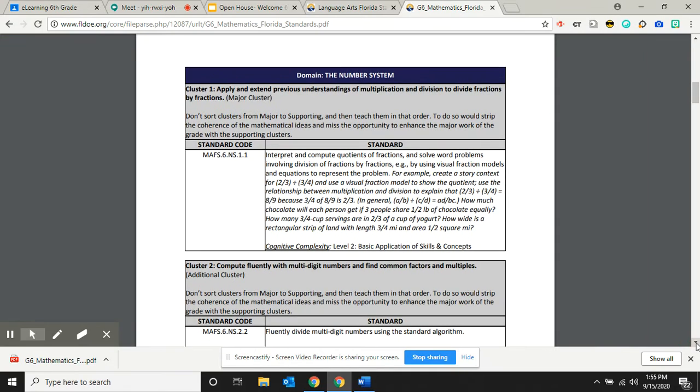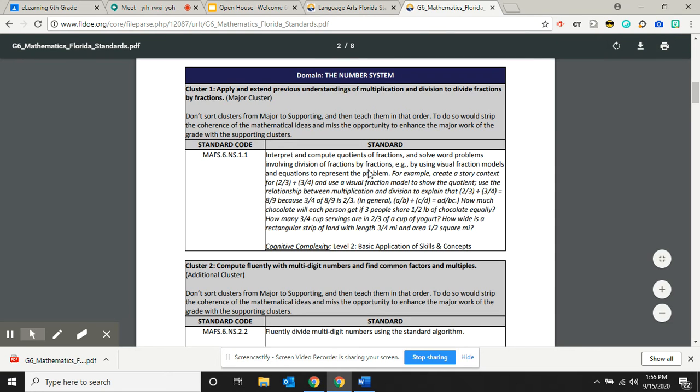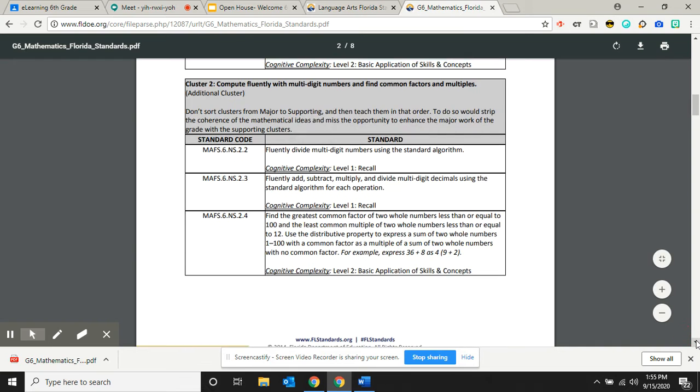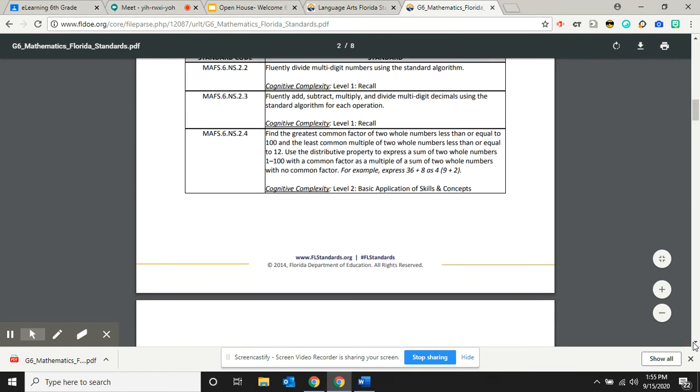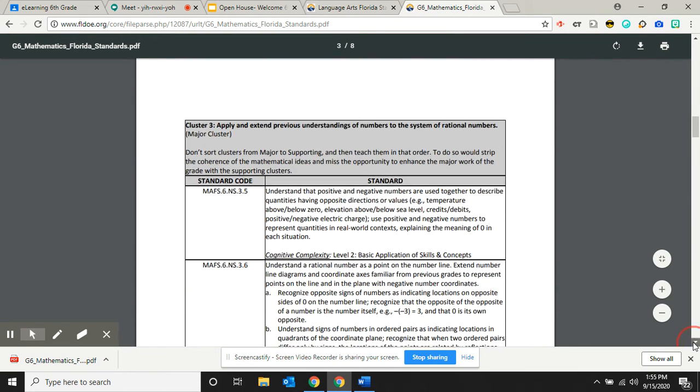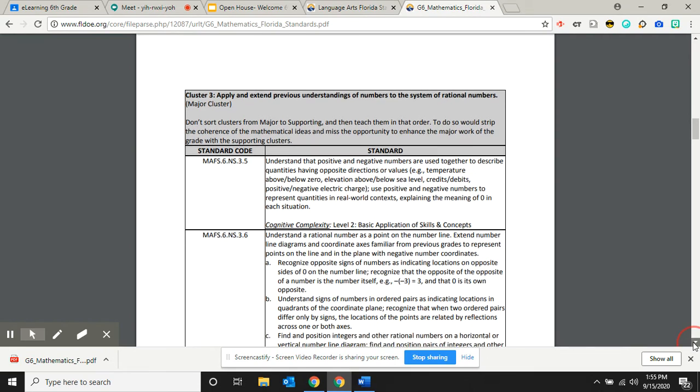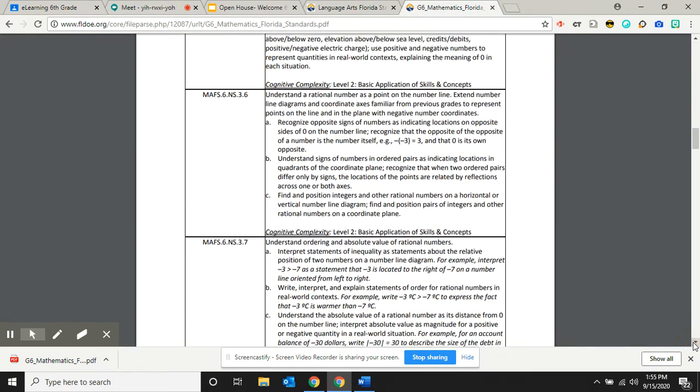Another domain is the number system. So that's computing quotients of fractions, solving problems, fluently dividing multi-digit numbers, which is using the standard algorithm. That's what we began with this year. Fluently add, subtract, multiply, and divide multi-digit decimals. The greatest common factor, least common multiple. Order of operations, rational numbers.